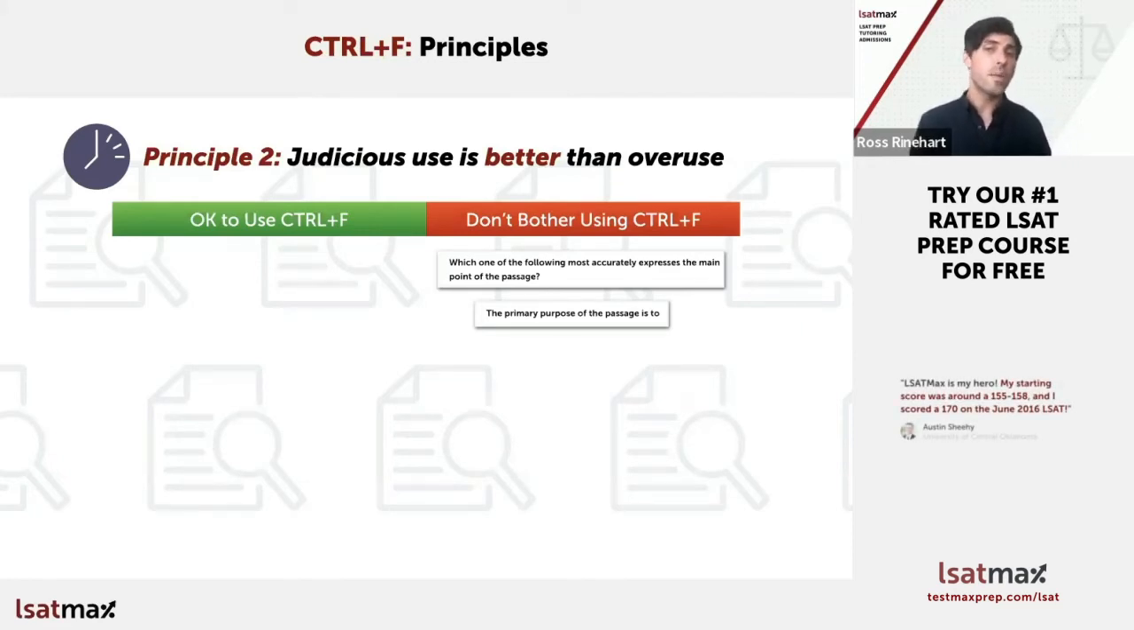It's even more true of these primary purpose questions, which ask us to think abstractly about why the author wrote the passage and how the author wrote the passage. Searching for specific words isn't going to help us answer that.